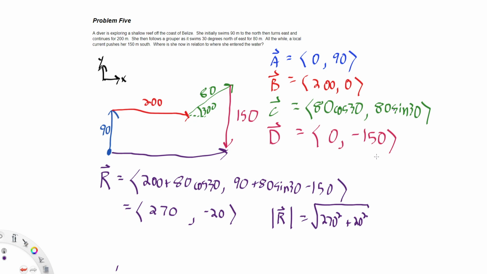Which is something like 270 meters. And then the angle compared to east is going to be tangent inverse of 20 over 270. Wow, little dyslexia going on there.